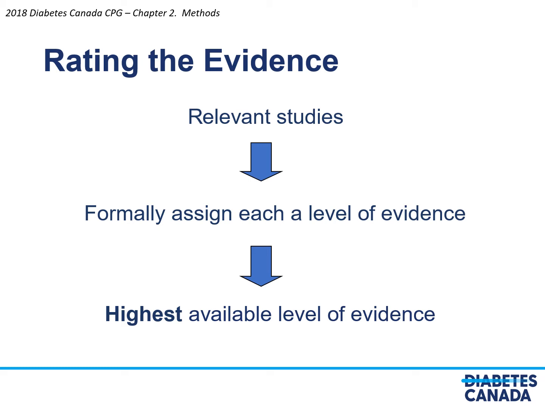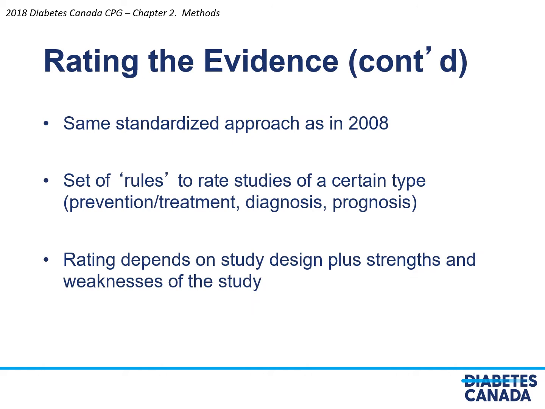Rating of the evidence included multiple steps. One was we looked at the relevant studies. We formally assigned each a level of evidence. We looked at the highest available level of evidence. The same standardized approach was used in 2008 as well as 2013, and this comprises a set of rules to rate studies depending on their type of design. More importantly, was it a study of prevention, treatment, diagnosis, or prognosis? Rating was dependent on the study design, but also the strengths and weaknesses of each study.